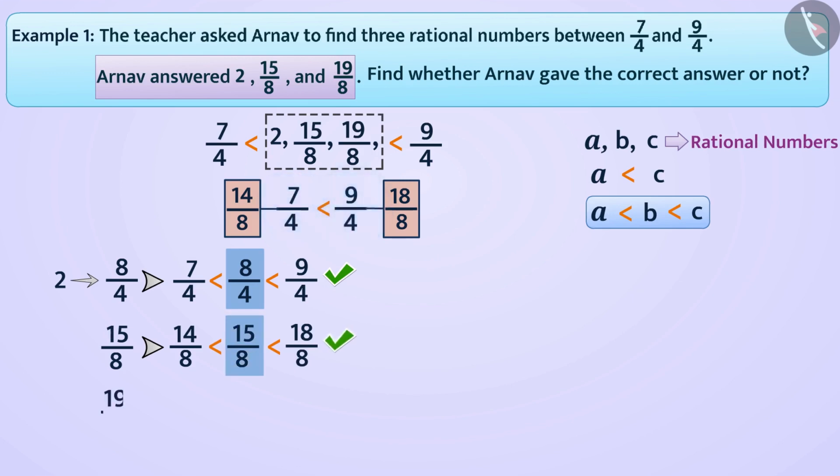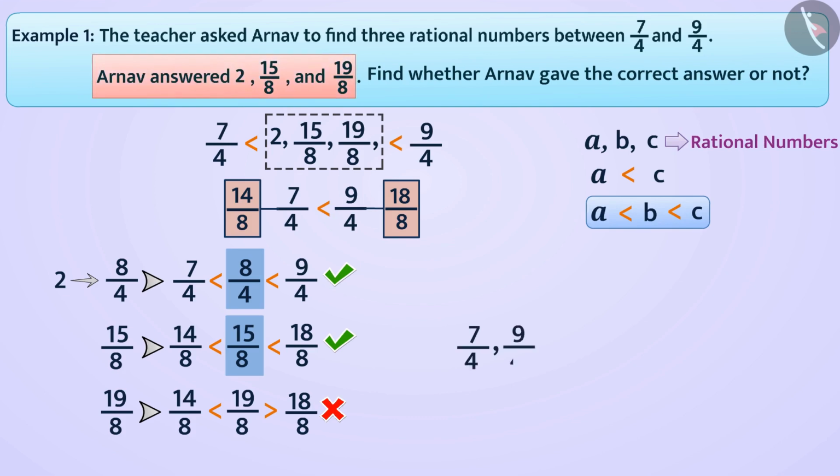If we talk about 19 by 8, then this is greater than both 14 by 8 and 18 by 8. Therefore, this is not a rational number between 7 by 4 and 9 by 4. Therefore, Arnav's answer is wrong. The rational numbers between 7 by 4 and 9 by 4 are 2, 15 by 8, 17 by 8.